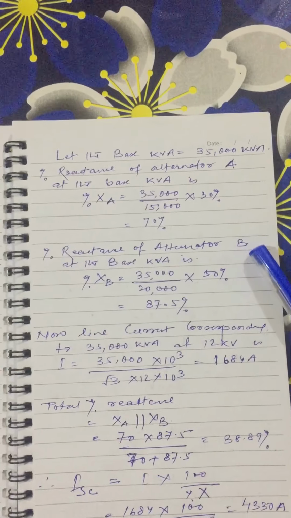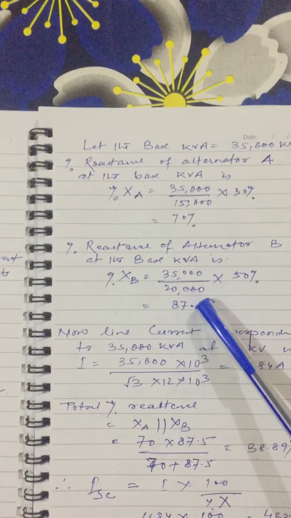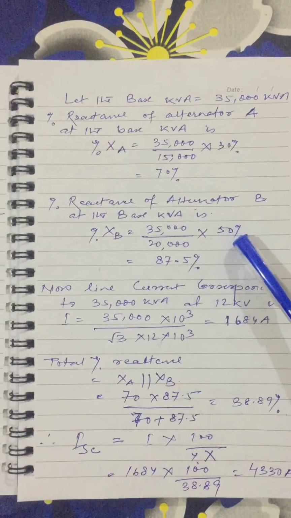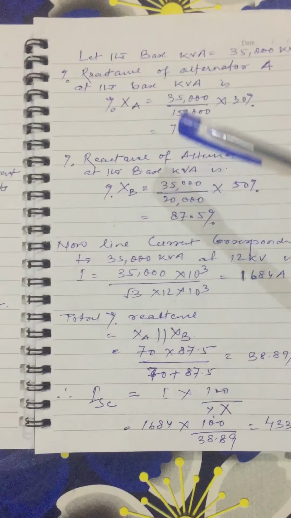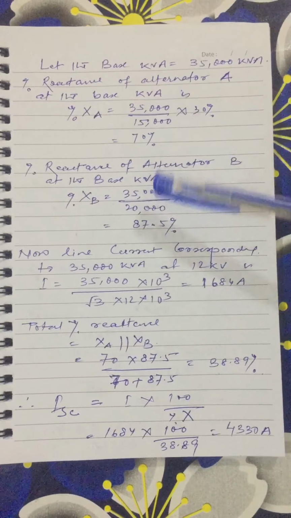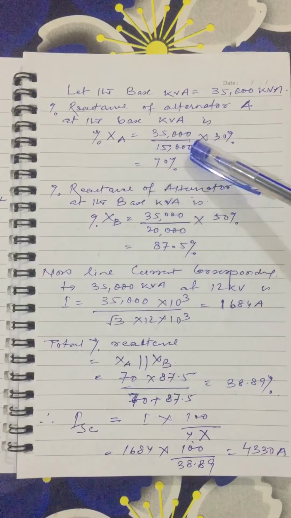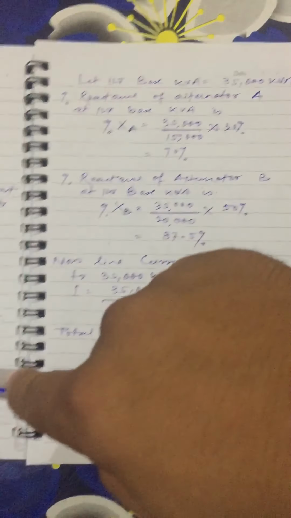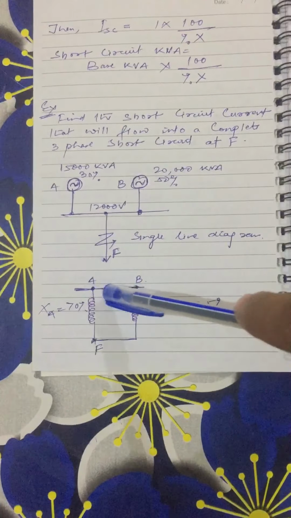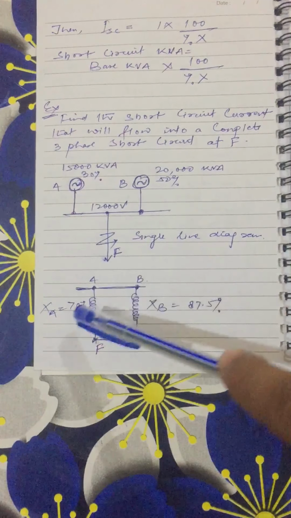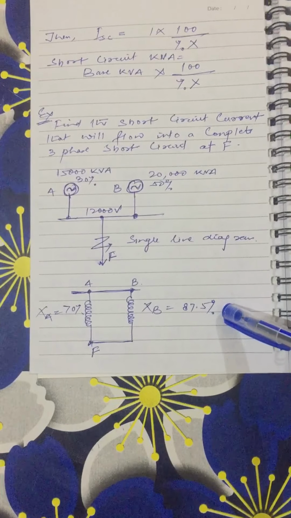Same for alternator B. Alternator B will be 35,000 divided by rated kVA, that is 20,000, into rated percentage reactance, and that will come as 87.5%. See friend, we have calculated both percentage reactances of alternator A and alternator B on the base kVA. So I will highlight this percentage reactance on the reactance diagram. In this reactance diagram you can see that A and B are now on the same platform, and we have percentage reactance XA as 70% and XB as 87.5%.